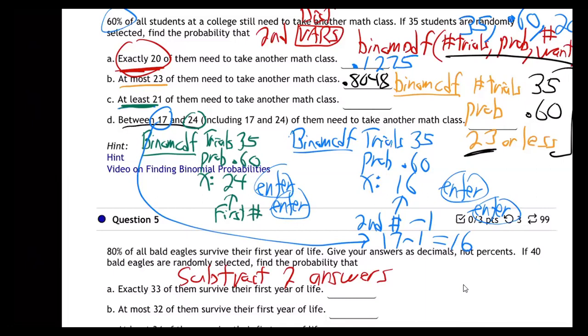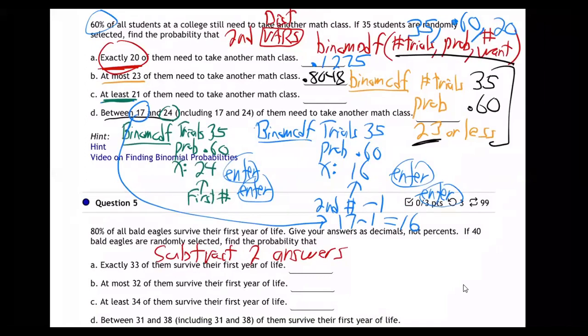Can you repeat that? Yeah, well, it's all on the screen there. If you want to take a snapshot of the screen or something. So yeah, I can talk through it. So you got to do binom CDF twice. The trials and the probability are the same both times. It doesn't change. For all these, the trials have been 35 and the probability has been 0.60. But what changes is the X. So the first time, the X is your first number. The second time, the X is your second number minus 1.